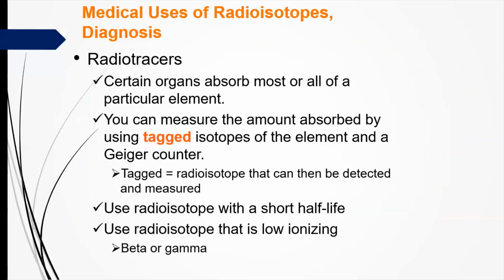So radio tracers are one way that we can use these isotopes inside of your body to help understand what's going on inside of it. What it is, it's a tagged isotope of an element.